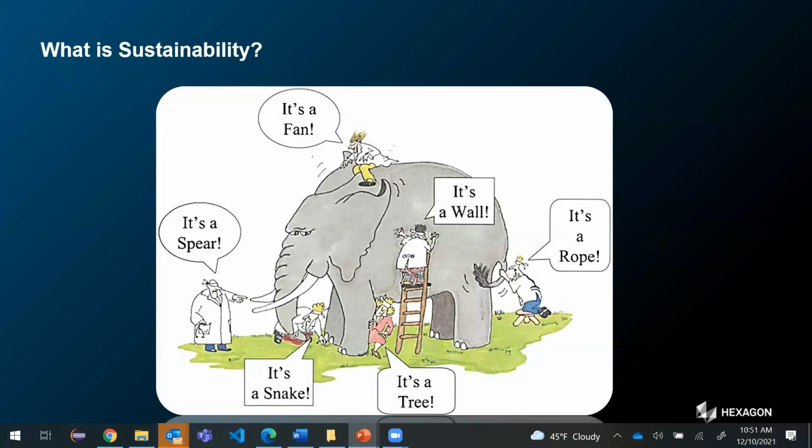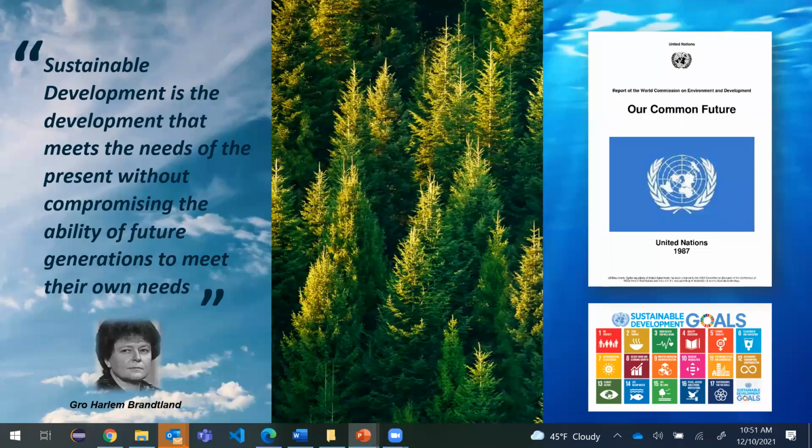Now, sustainability means a lot of things to different people. Just a cartoon, right? It depends on where you're coming from. This is Gro Harlem Brundtland. She was the first female prime minister of Norway. Sustainable development is development that meets the needs of the present without compromising the ability of future generations. I'm showing it to you.